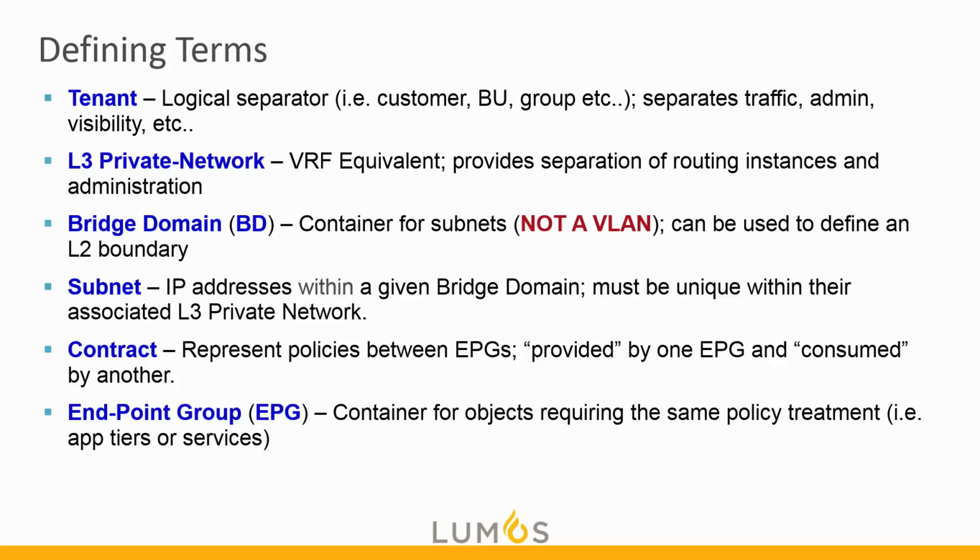And then contracts. Remember, contracts allow communication between EPGs. So we'll take a lot more of a look at this, but keep in mind that ACI is a whitelist model. So basically, unless you're on the list that allows communication, unless there is a contract, there is no communication between EPGs by default. You must have a contract.